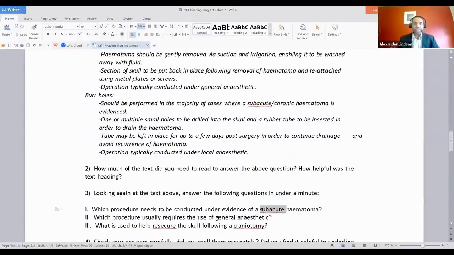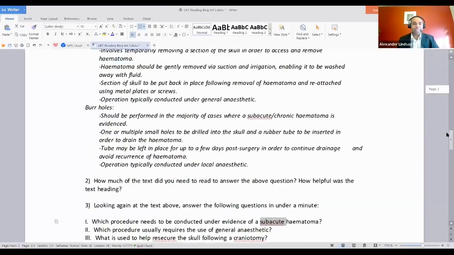Number 2, which procedure usually requires the use of general anesthetic? Let's see what people have said here for number 2. Okay, so craniotomy. I can see here, and Hind is saying craniotomy as well. Okay, great. We've got one person who spelled it graniotomy. That might have been a typo, but remember in the real exam, it has to be correct spelling in order to get the mark.